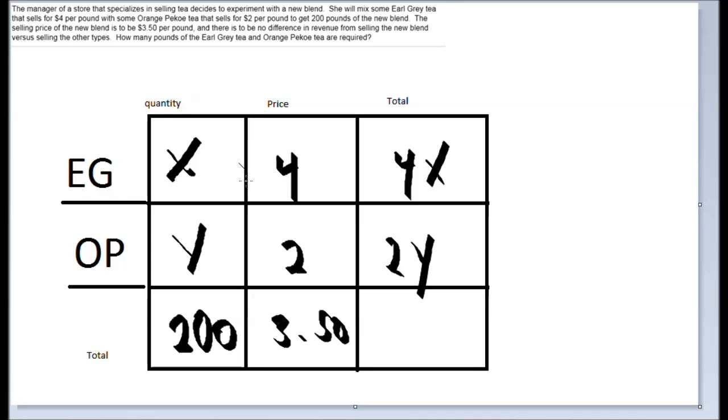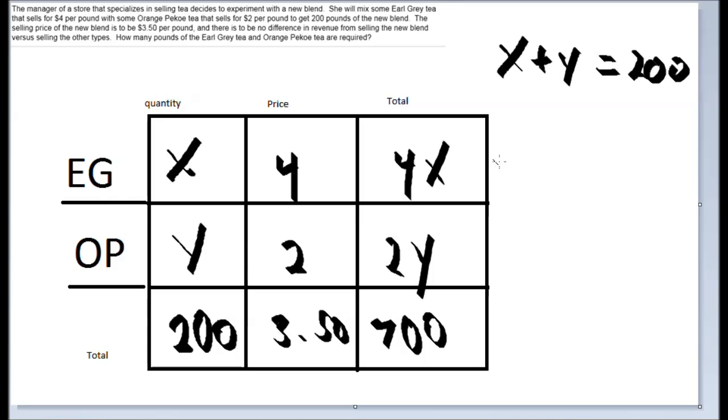And of course, 350 times 200 makes 700 here. Okay. Now what we have here is a system of equations that we're going to get out of this, which is going to be from right here. We see that x plus y has to equal 200. And then we also have that 4x plus 2y has to equal 700. So we have a system of equations there that we have to solve.